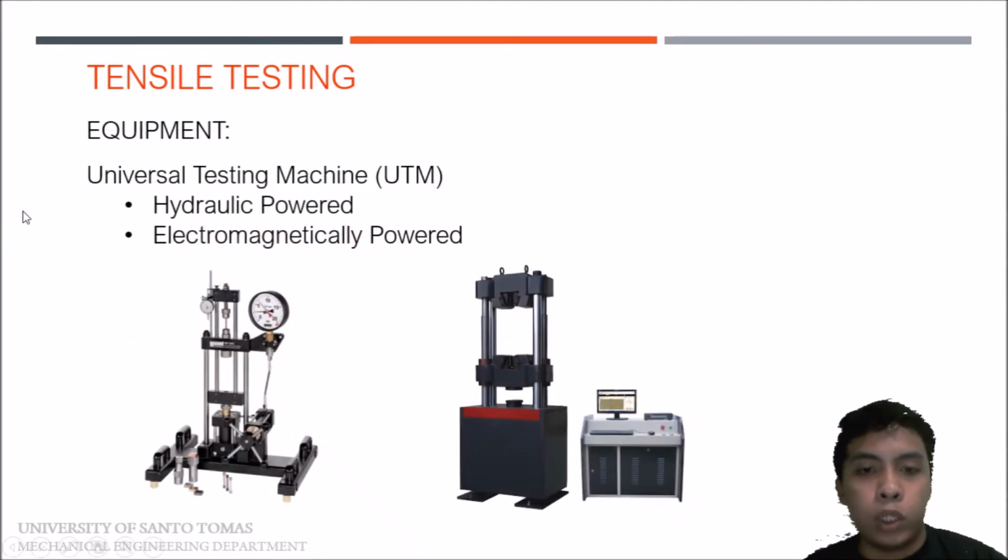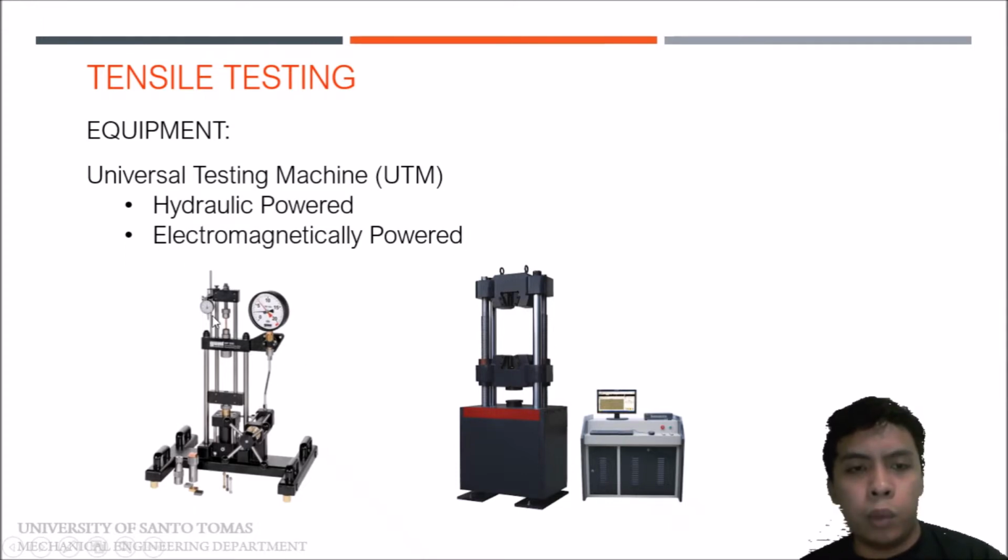Next, pag-usapan natin yung equipment na ginagamit for tensile testing. So, basically, the machine that is used in tensile testing is called Universal Testing Machine or tinatawag natin minsang UTM. So, we have two basic types of UTMs. We have hydraulic powered and electromagnetically powered.